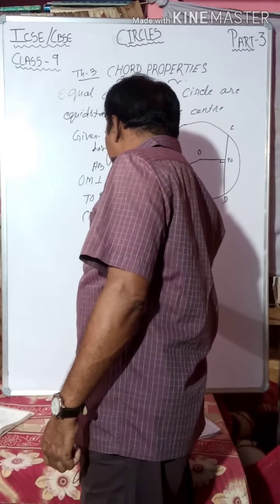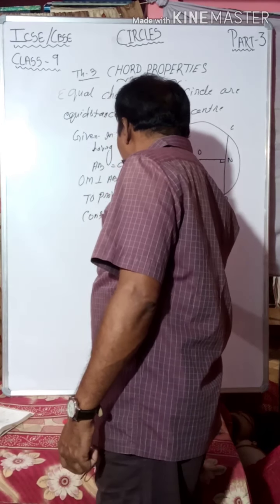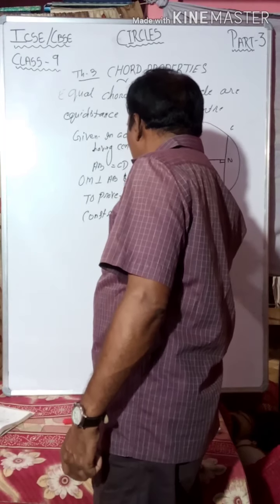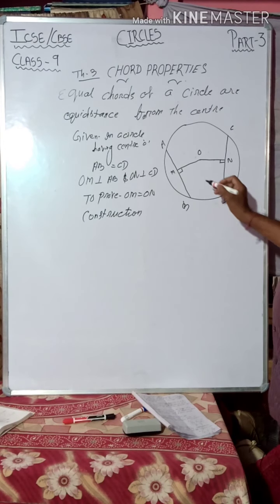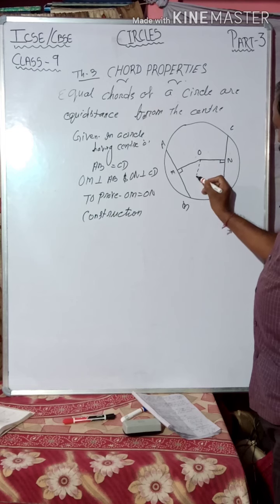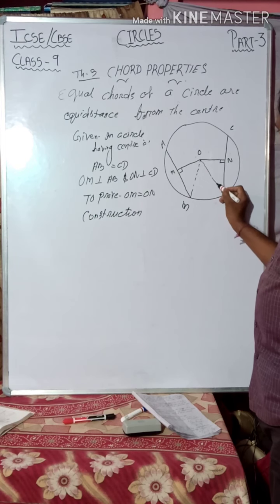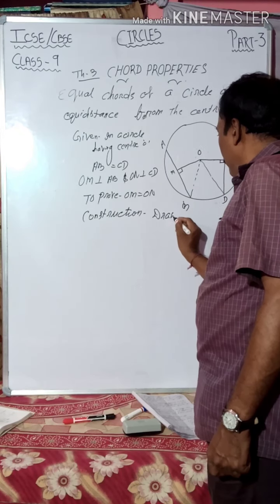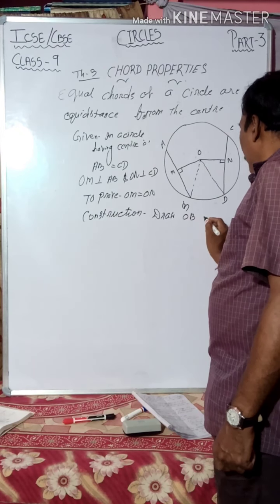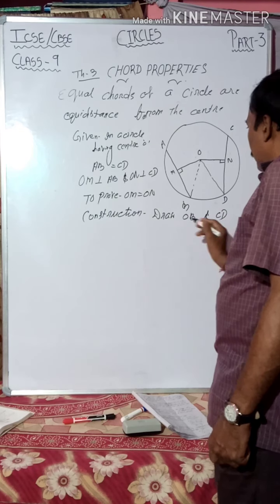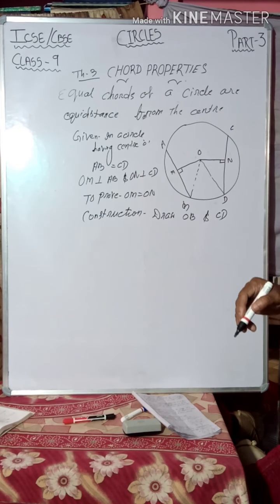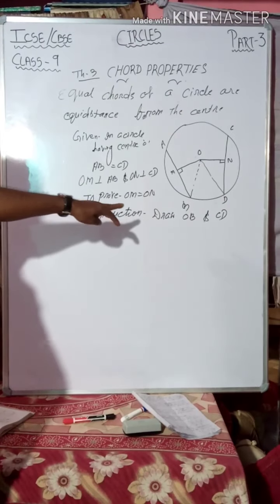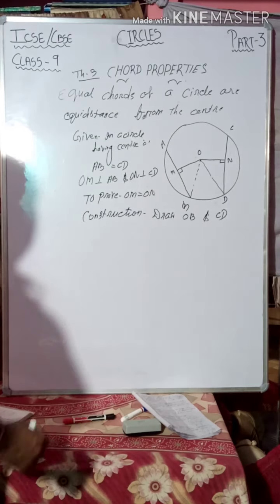Then construction. Now join OB and OD. Draw OB and OD. Now proof.